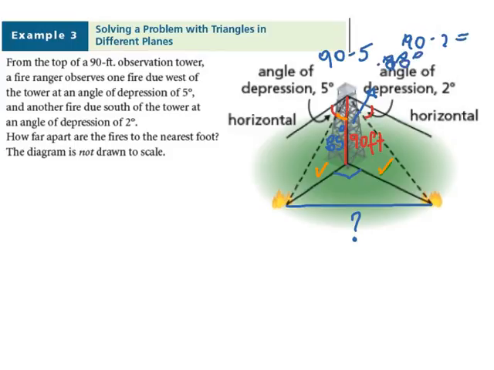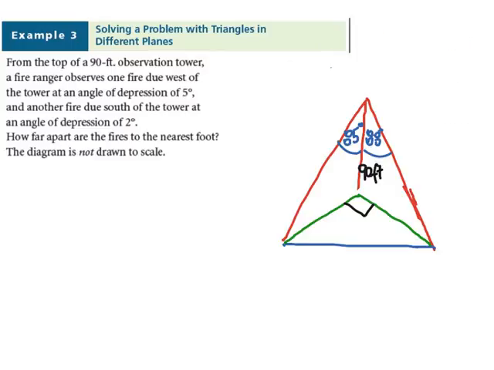That's a little bit unclear. What I'm going to do is redraw this picture having the 85 and the 88 degrees together. What also is important when you draw this picture is that you have to know that the tower itself is at 90 degrees to one of the fires, and also 90 degrees to the other fire. There you go. So now we actually have 3 right angle triangles.